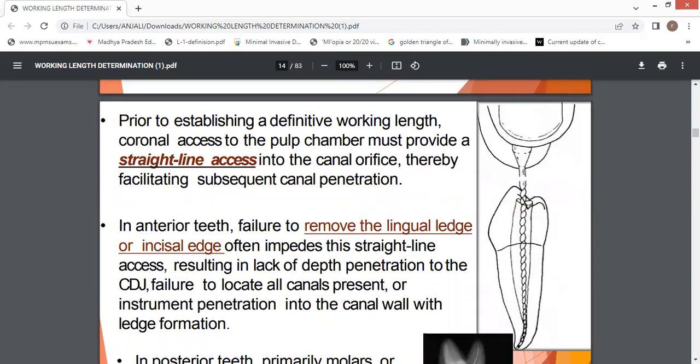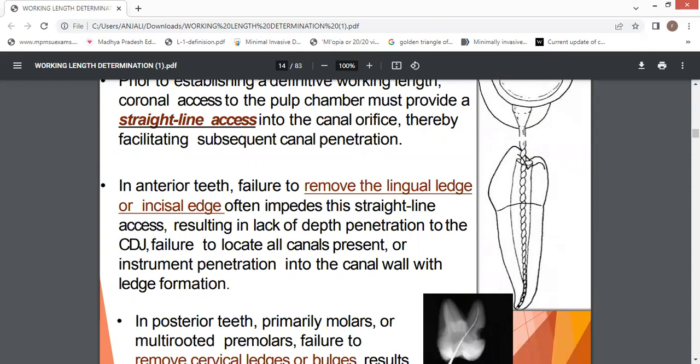Prior to establishing a definitive working length, coronal access to the pulp chamber must provide a straight line access into the canal orifice, thereby facilitating subsequent canal penetration. In anterior teeth, failure to remove the lingual ledge or incisal ledge often impedes this straight line access, resulting in lack of depth penetration to the CDJ, failure to locate all canals present, or instrument penetration into the canal wall with ledge formation.